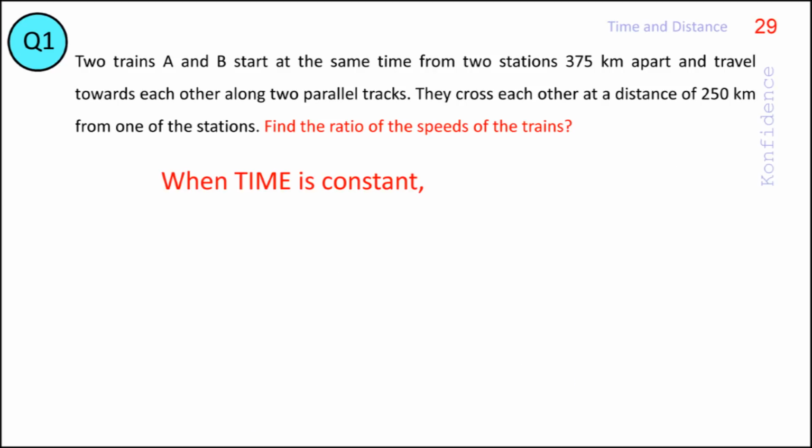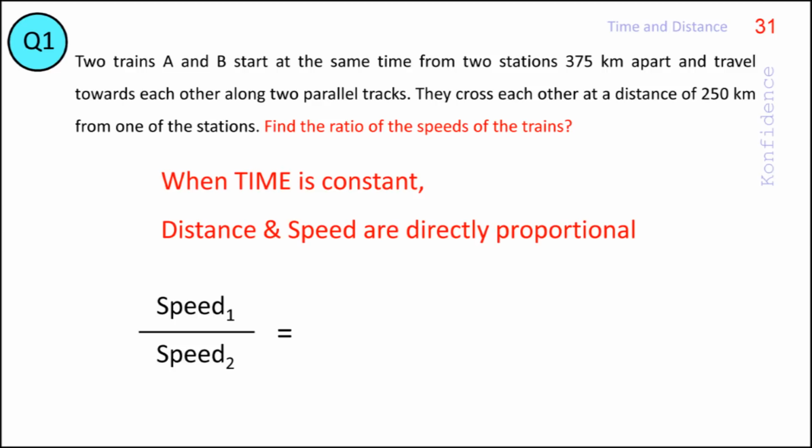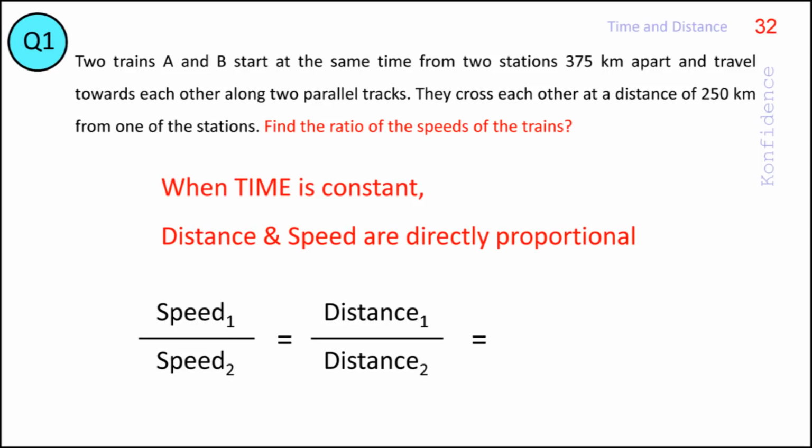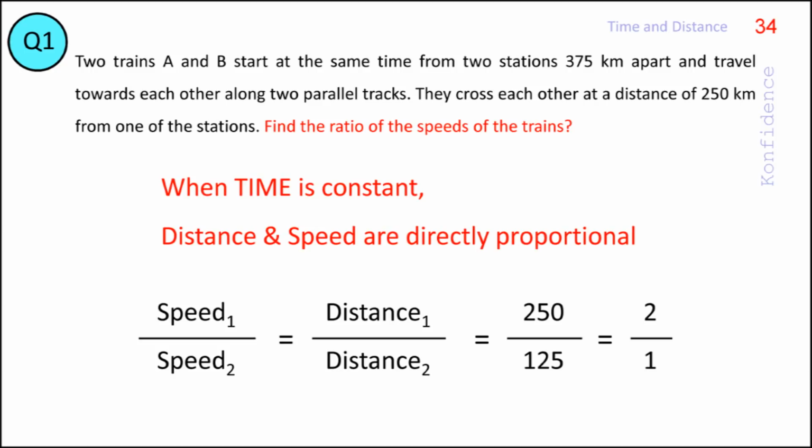We know that when the two bodies are traveling for the same time, the one with the larger speed travels a larger distance. Distance and speed will be directly proportional. Ratio of distances will be equal to ratio of the speeds. Here, the ratio of distances is 250 is to 125 or 2 is to 1. So the ratio of speeds will also be the same, that is 2 is to 1.